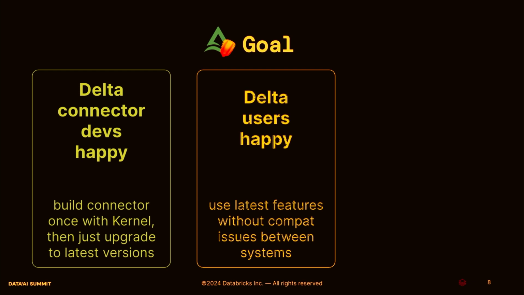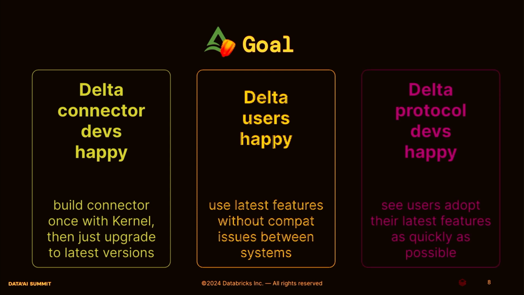Or you may be a Delta user, which is more likely the case, that you are a user of Delta tables and you want to access and operate on your Delta tables from multiple different systems. You will be happy because then all your different systems will stay in sync, and the latest and greatest features in the protocol are understood by all the systems because all of them are upgraded to the latest version of kernel. So that's great.